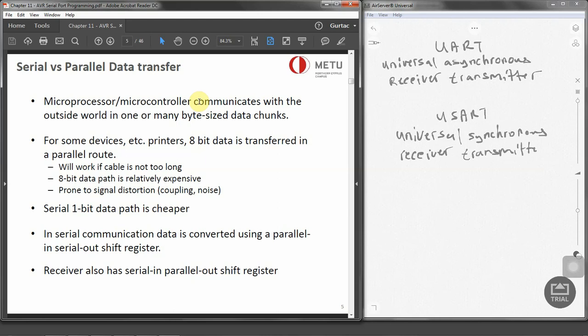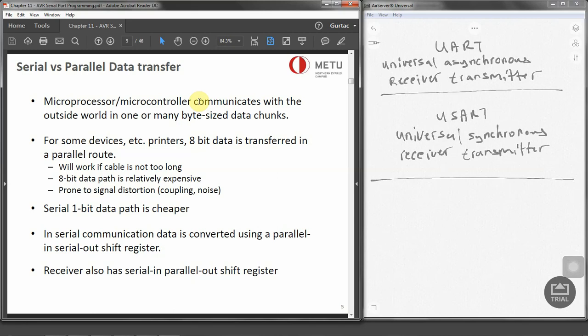So we are going to talk about these in more detail. But why am I mentioning those now? AVR chips, the AVR microcontroller, has a built-in USART. So this is what we are going to talk about later in this chapter.